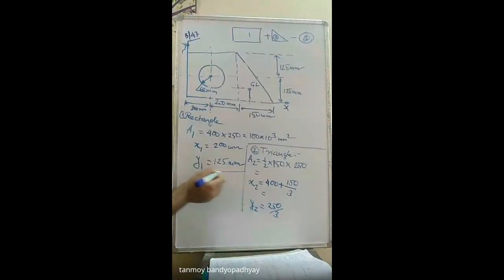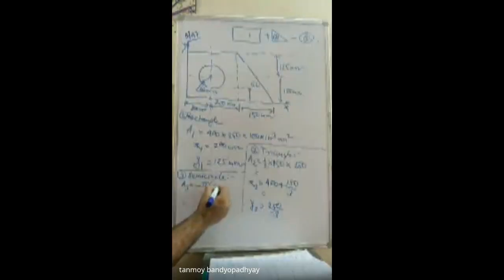And the third one is the semicircle, which is a cutout. So A3 will be equal to minus, it's a circle, sorry, pi r square. Then x3 will be equal to what? x3 will be equal to 200 millimeter. And y3 will be equal to again 125 millimeter.